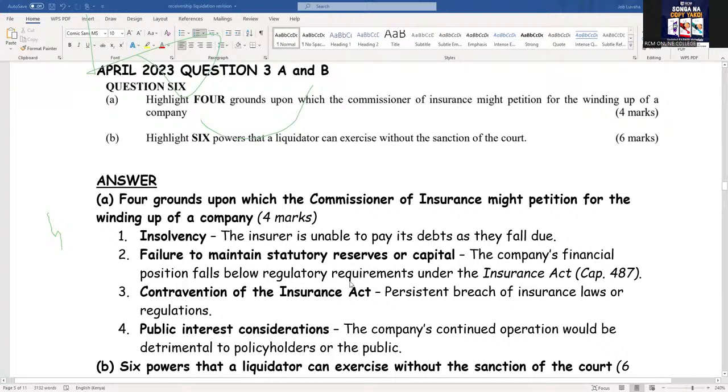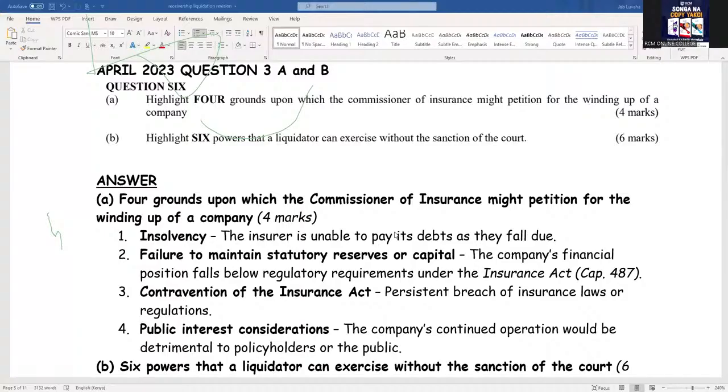So if it is in the public interest that the insurance company be liquidated, or as a result of what may be a breach of the interest of a policy holder. Interest of a policy holder. So those are part of the reasons that can make the regulator of insurance companies call upon for an insurance company to be liquidated.